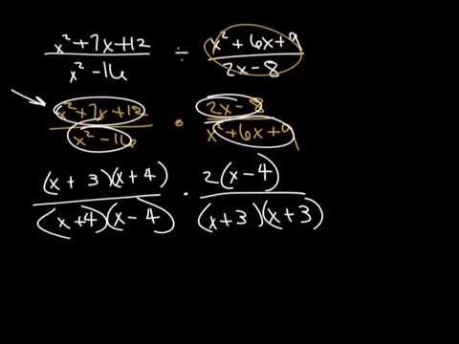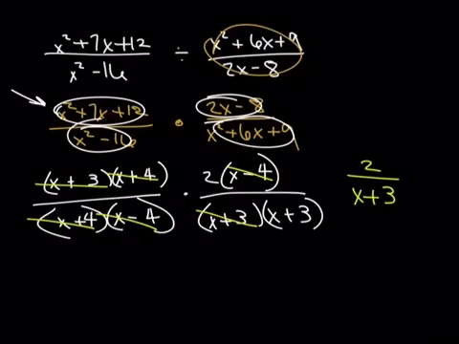Now we cancel. I've got an x plus 3 that'll cancel with that. An x plus 4 cancel with that. x minus 4, cancel with that. And what do I have left on the top? I have a 2 on top, and what do I have left on the bottom? x plus 3. And I'm done.